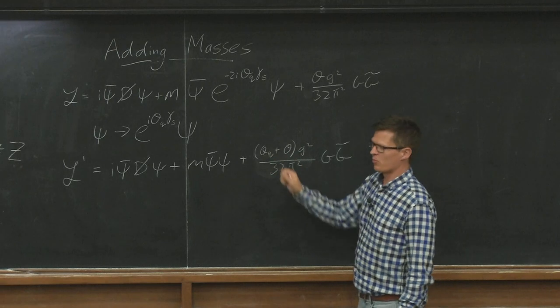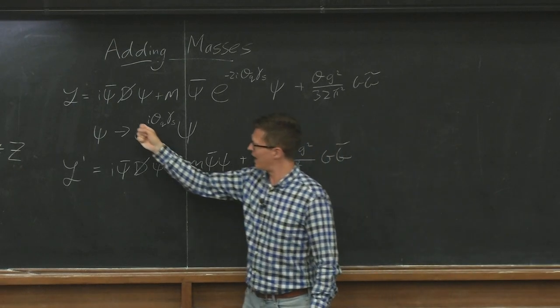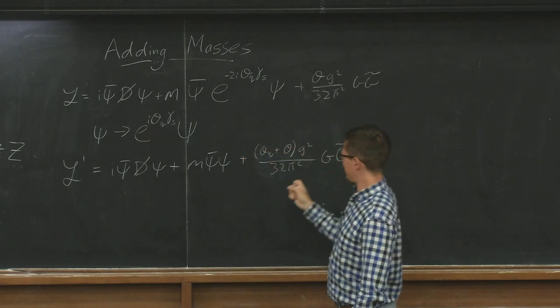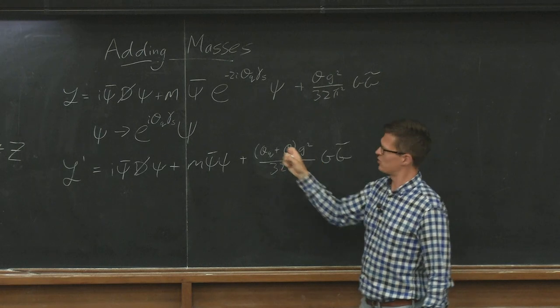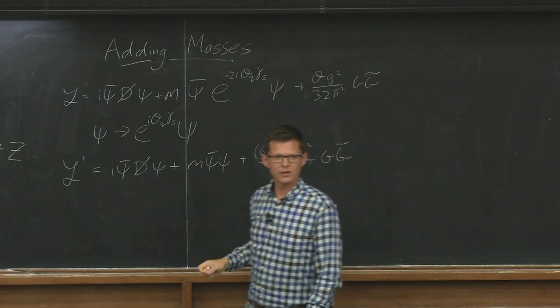But we can't get rid of this combination. I could similarly do a chiral rotation on these guys of minus i theta q plus theta and completely kill it from this term, but it will show up again in the mass matrix. You can never get rid of it.